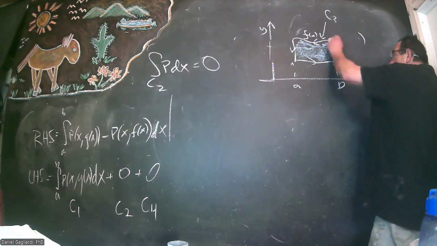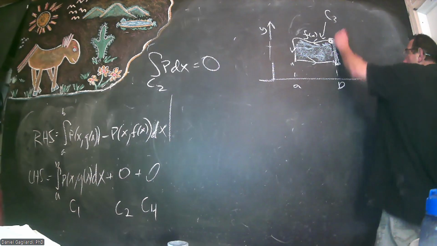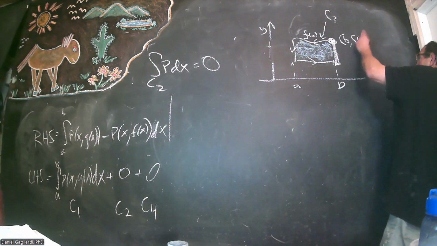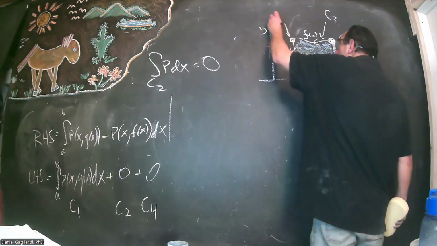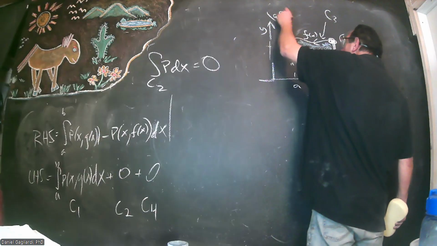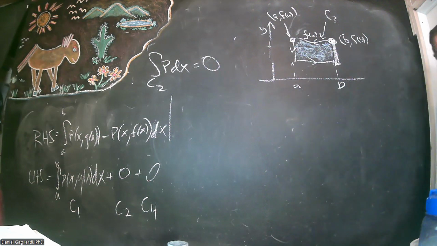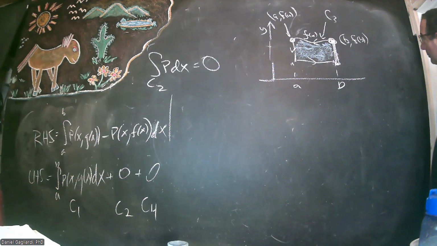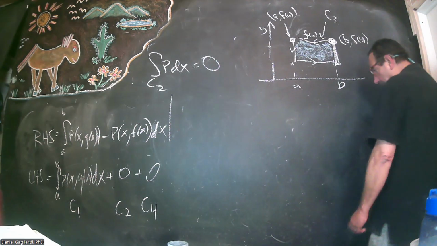Now, what happens along C3? Along C3, we have x is b, and then the y coordinate, of course, is f of b. And then this point here is a comma f of a. Now, this is not going to be a line, so we can't parametrize it using that little vector approach as we do. So what are we going to do?